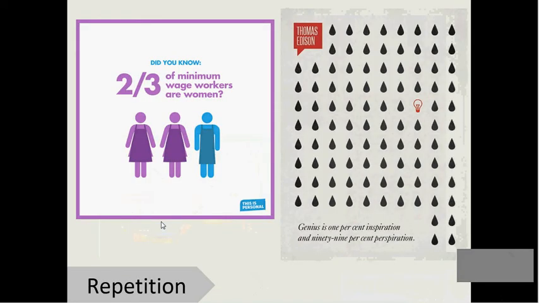The second aspect is repetition, using the same elements over and over to convey a message in a theme. So this is definitely effective for talking about statistics, like this one from This Is Personal about the minimum wage workers. Anyone can understand the idea that's coming across there.